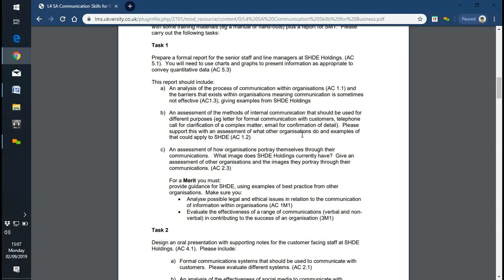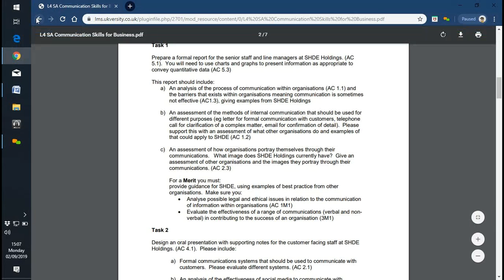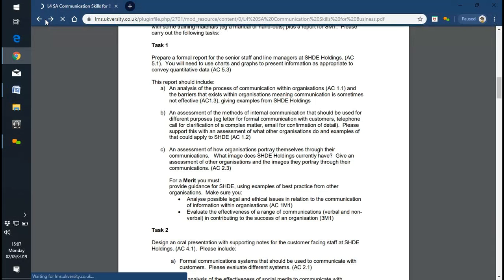Please support this with an assessment of what other organisations do. So you need to do some research into other organisations' communication systems. A lot of these are available on the net, and there are some on the, just let me go back.